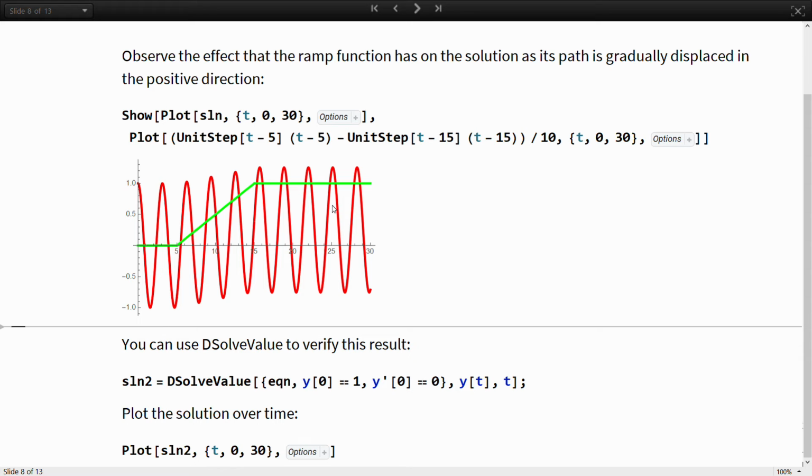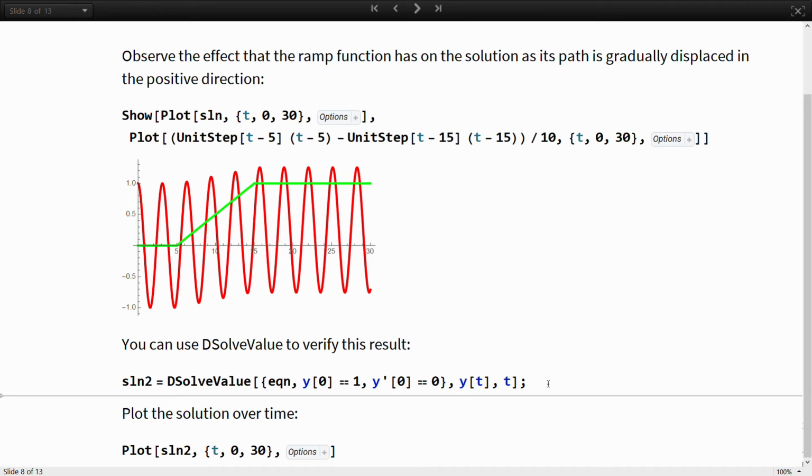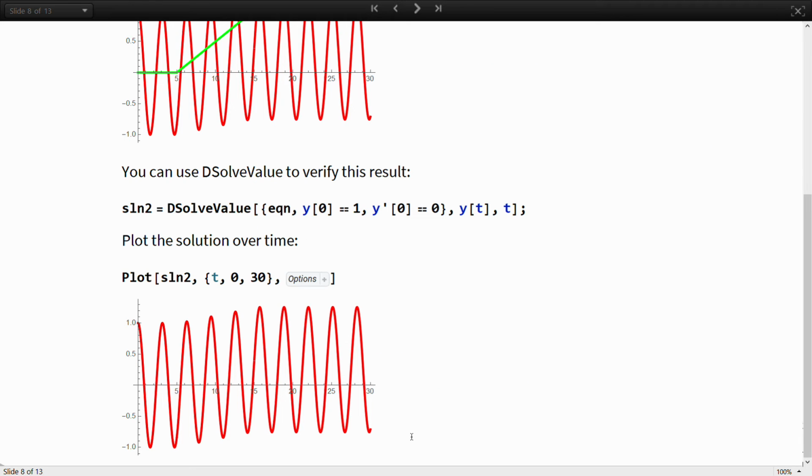We can use DSolveValue to verify the result we found using the Laplace transform. It is seen that the solution from DSolveValue agrees with the result we found using the Laplace transform.